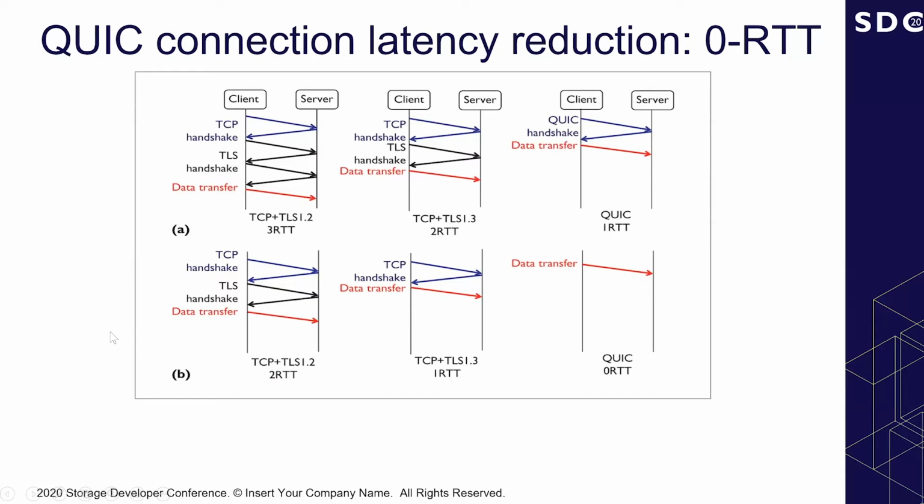And in section B, once the initial connection has been established, because the TLS state is already cached, you reduce 1 RTT in each of the 3 cases. And that's where the reduction of RTT happens.